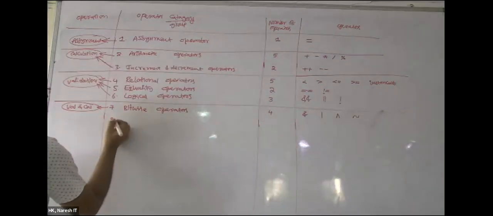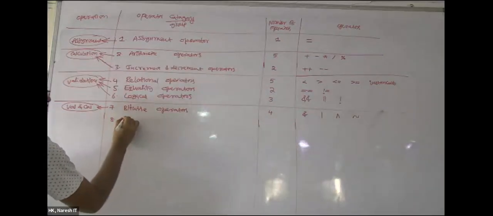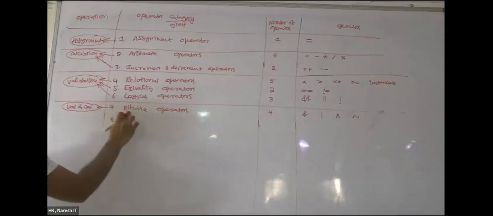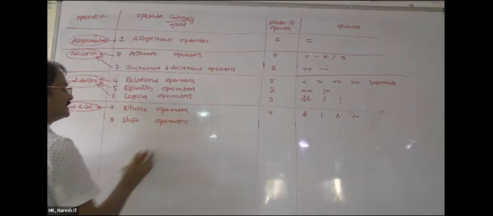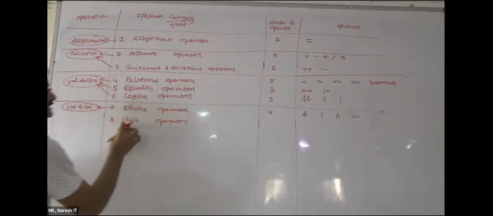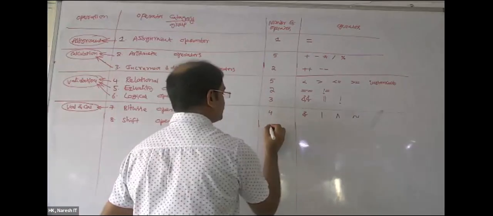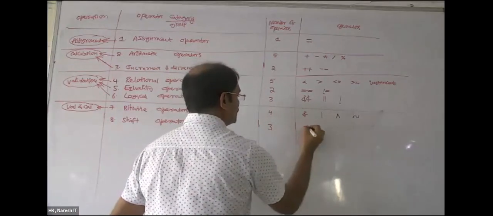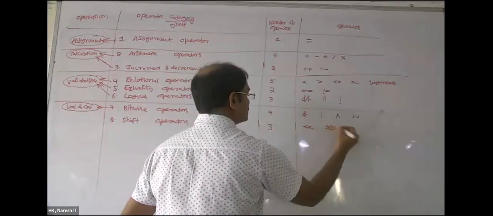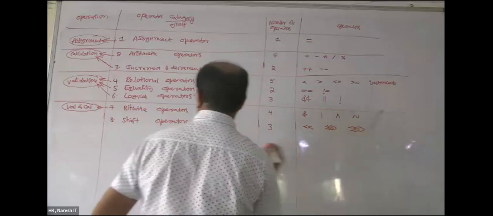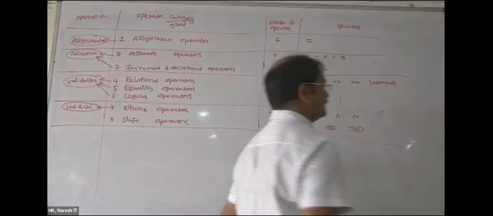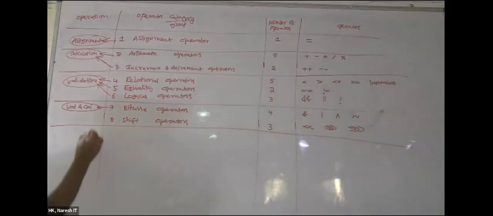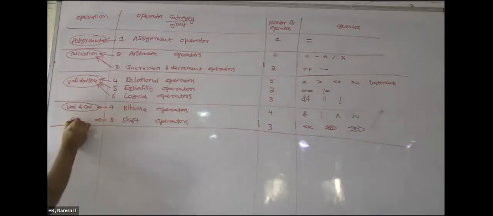8th one, shift operator is also working on bits directly. Bitwise operators and shift operators both are working on memory bits. That's why I'm taking both as one group. Shift operators, how many are there? 3. Left shift, right shift, double right shift. Both are working on bits. Their calculation will be with bits. That's why one group. It performs only calculations.